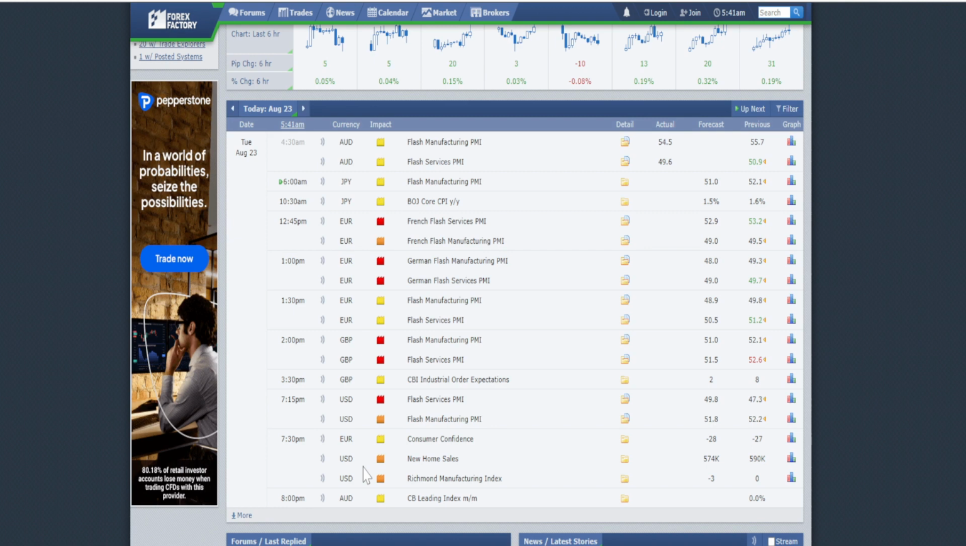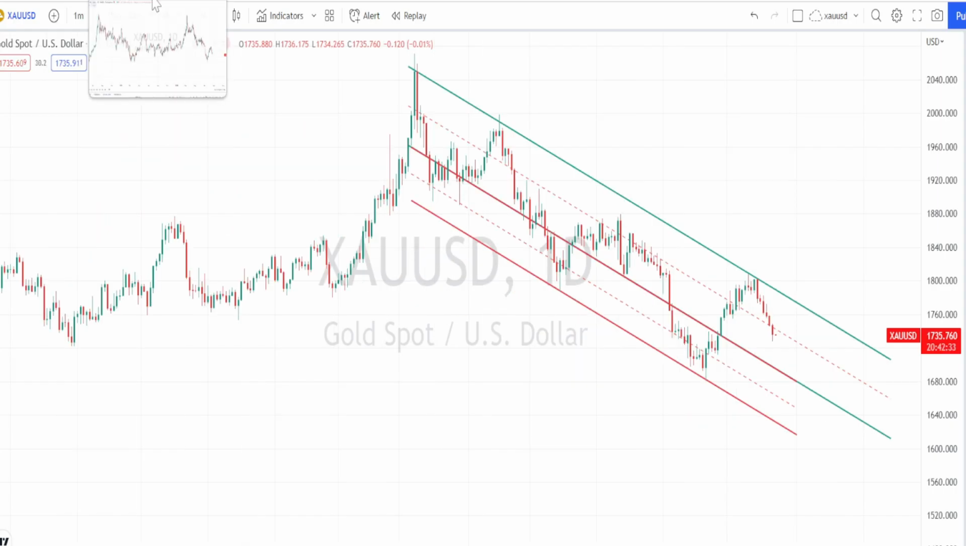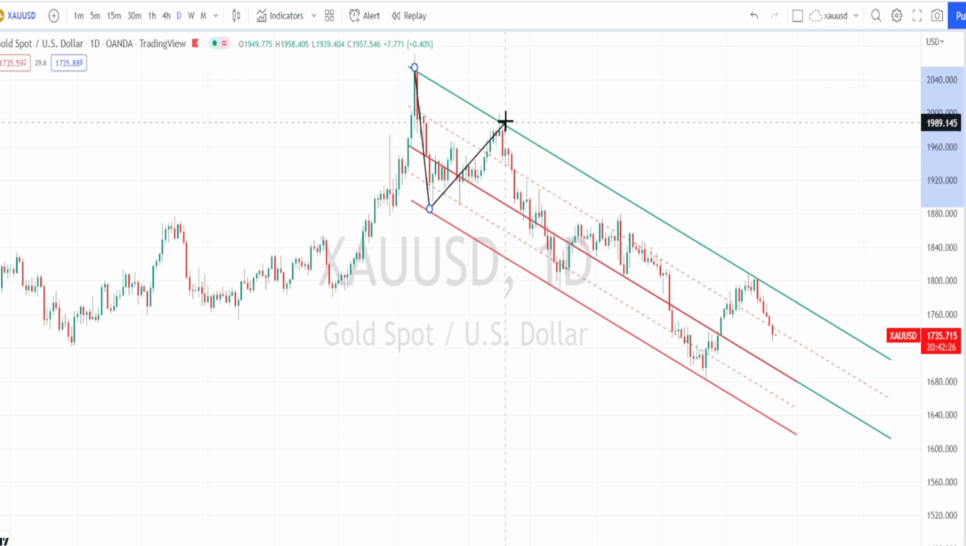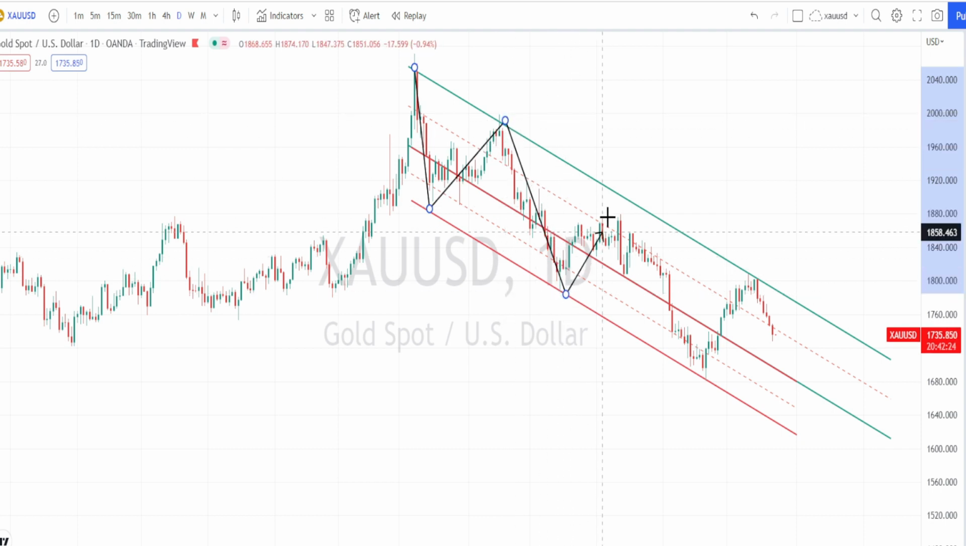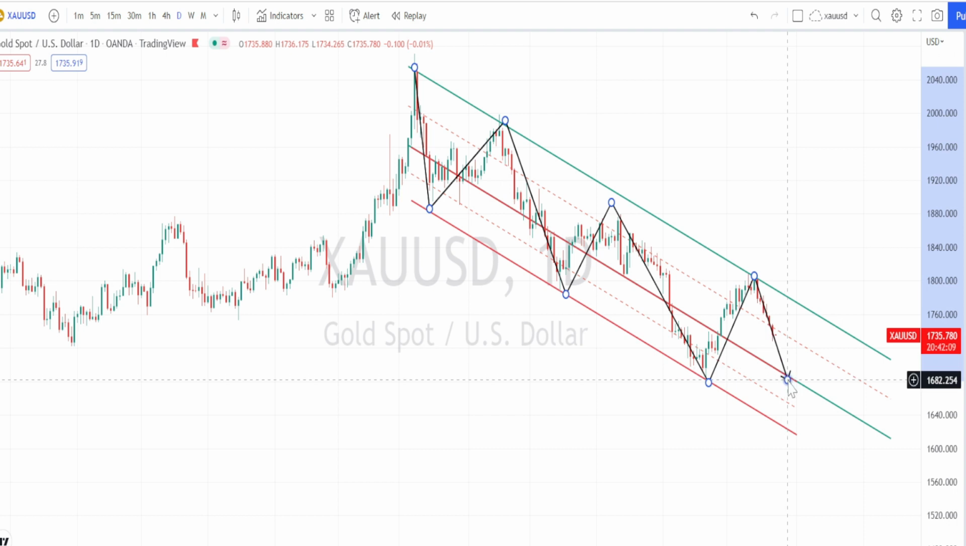Let us begin with our gold analysis. I am in daily time frame now. It is very clear that the current trend of the price action is still in a very strong bearish trend. Previously it tested the higher resistance line of the bearish channel pattern. Currently it is on a retracement in a very strong bearish trend.